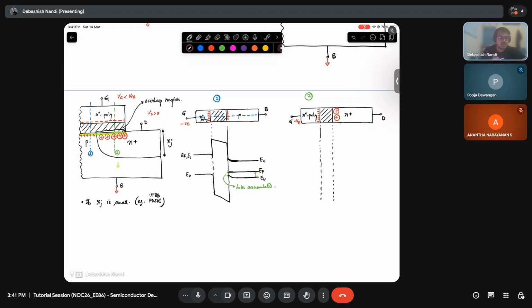Both are almost at the same level before joining, before applying any voltage. So this is your EC and here it is your EF. In this case, EF is very nearby because it is N plus, near EC. Now, if you are applying a negative voltage here, the bands will move up. In other words, I can just draw this below like this.